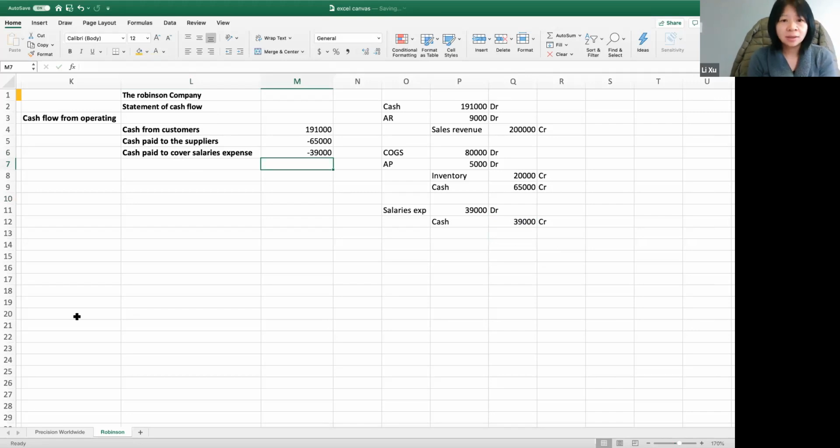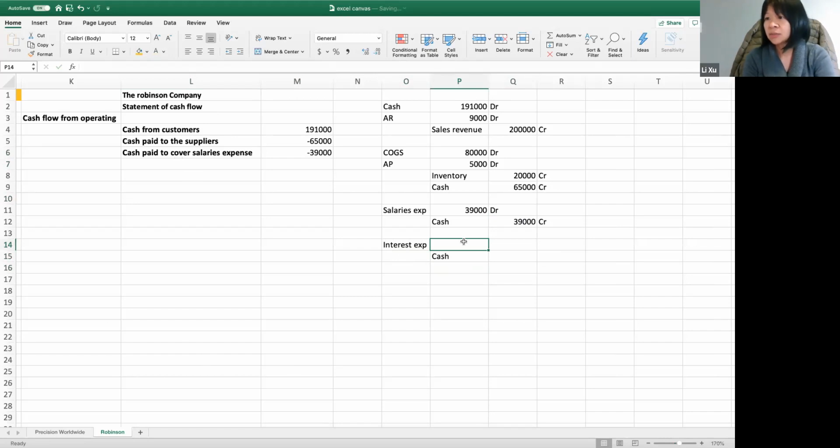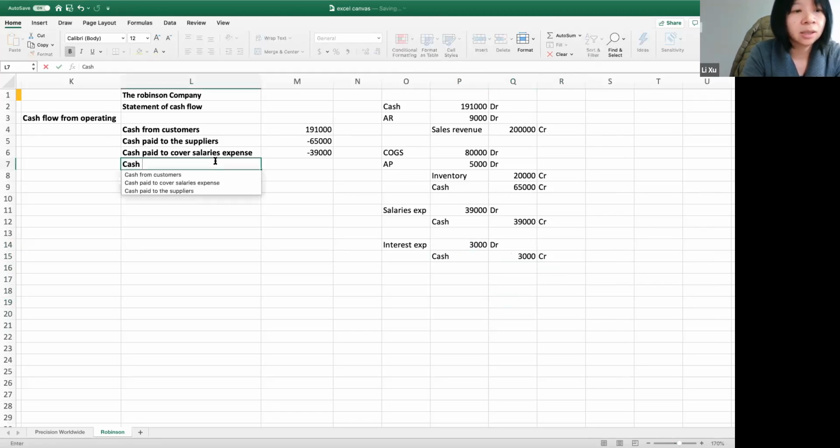Any questions? Let's move to the next item. So the next item is interest expenses. Like I said, since you don't have any accounts payable left, you don't have an interest payable account. So we can assume all the interest expenses are covered by cash. Okay, so that gives you 3,000. I know this interest expense is going to be on the debit side because that's the normal balance. Okay, so here you have this cash paid to cover interest.